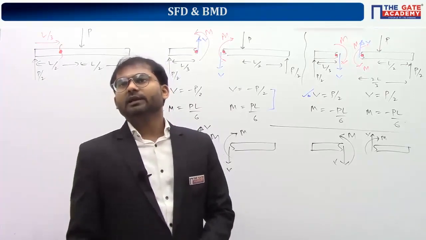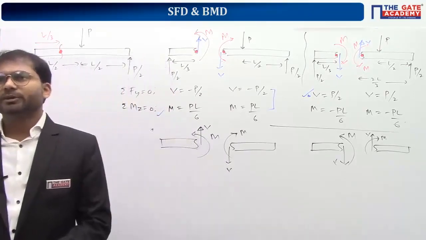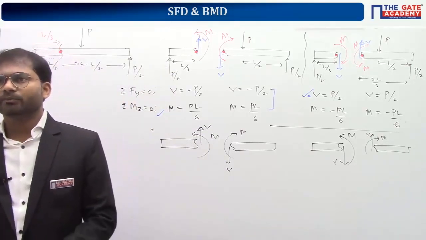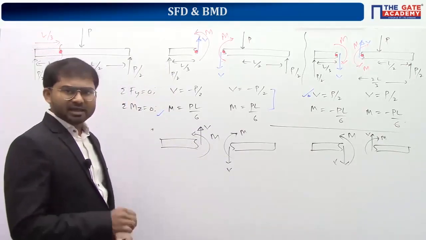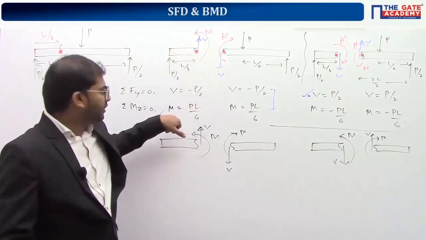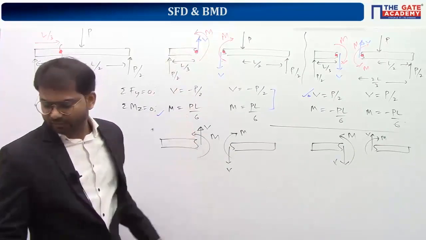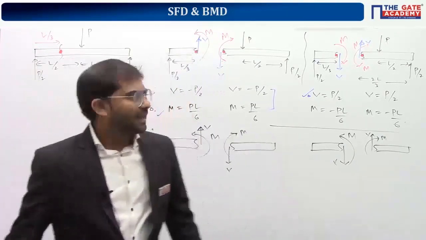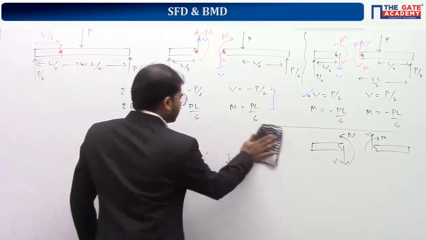Okay, everyone clear? So Chandresh is having a doubt here. How did you apply summation of moment equal to 0? Chandresh, I think you are asking how we got the bending moment M equal to PL by 6. Is that the question you are asking? Okay. So here I am just doing the calculation. I think you missed yesterday's class.